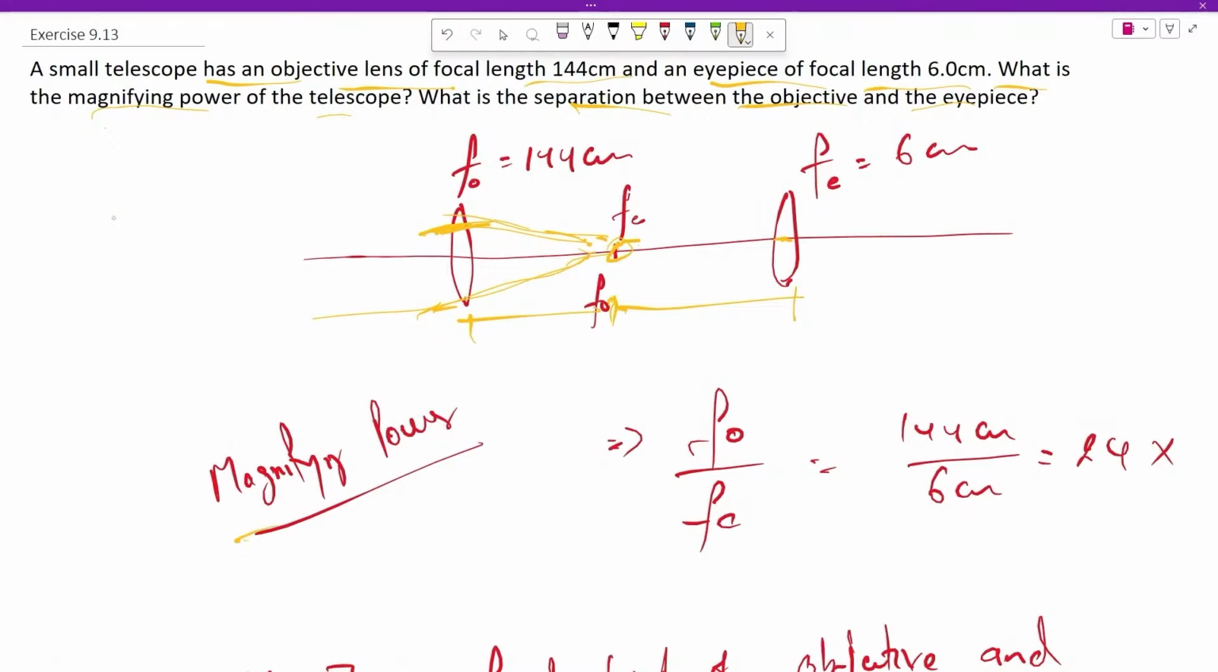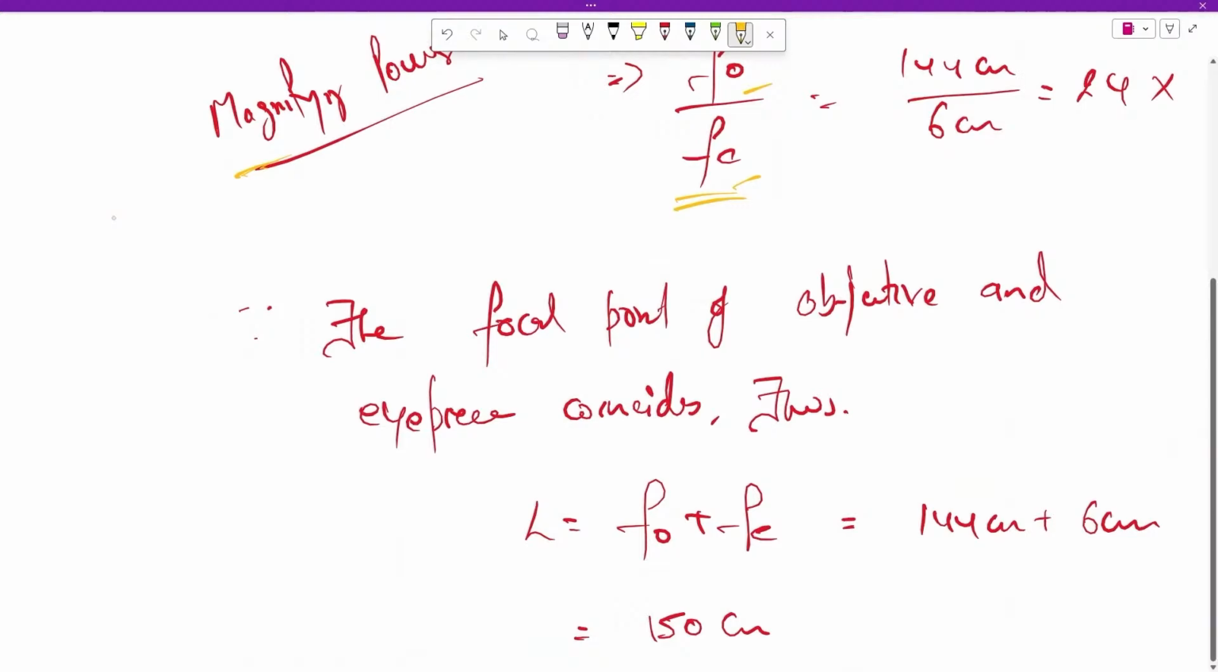Now, magnifying power is given by the focal length of the objective by the focal length of the eyepiece, and substituting the values of 144 and 6 centimeter, we will get a value of 24x. That is, the magnifying power of this telescope is 24x. And the question about the separation between the objective and the eyepiece: we saw earlier that the separation is given by the addition of these two focal lengths. So it will be 144 plus 6 centimeter, which will give a value of 150 centimeter.